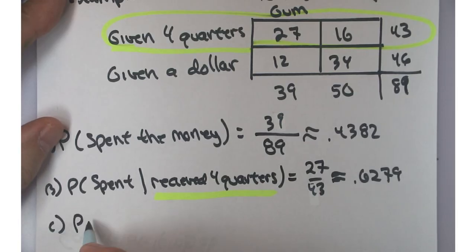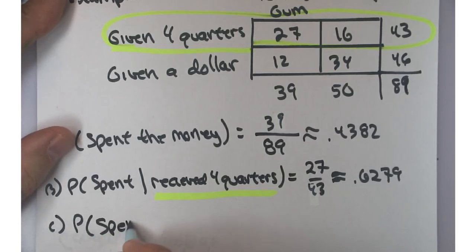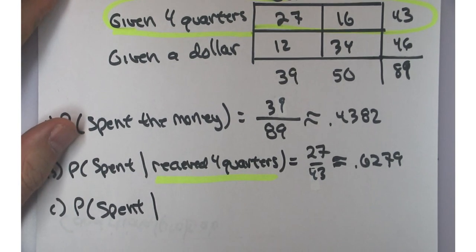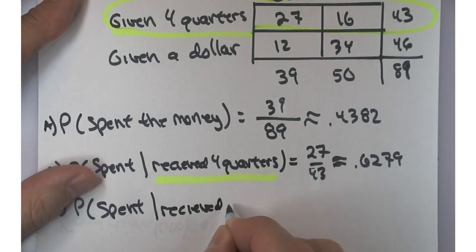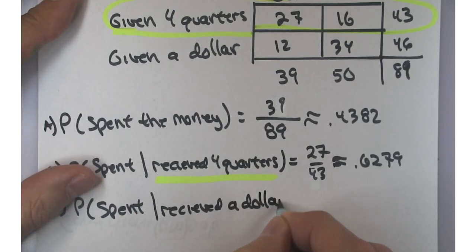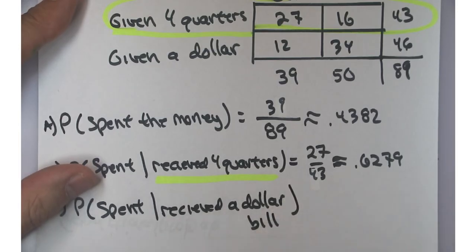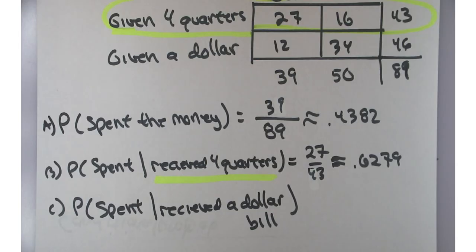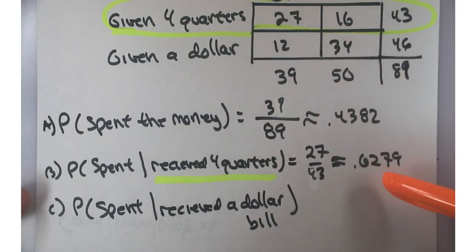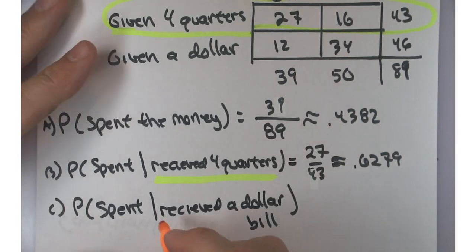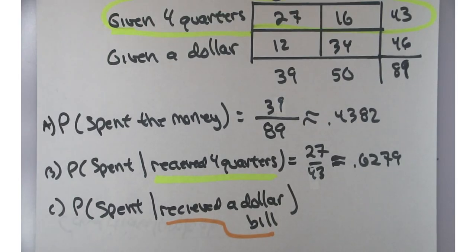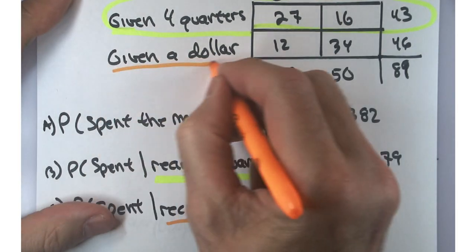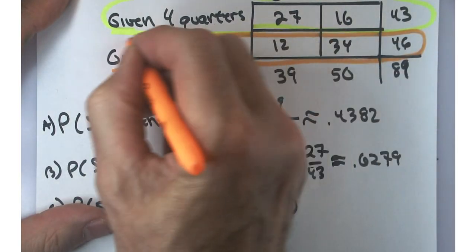Let's try the next one. Probability that you spent the money, given that you received a dollar bill. So again, you've got a different sample space. It's no longer the set of people who received the 4 quarters. Now we're looking at this part right here. They received a dollar. So you're limiting it. You're no longer looking at the whole table. You're looking at this part of it.